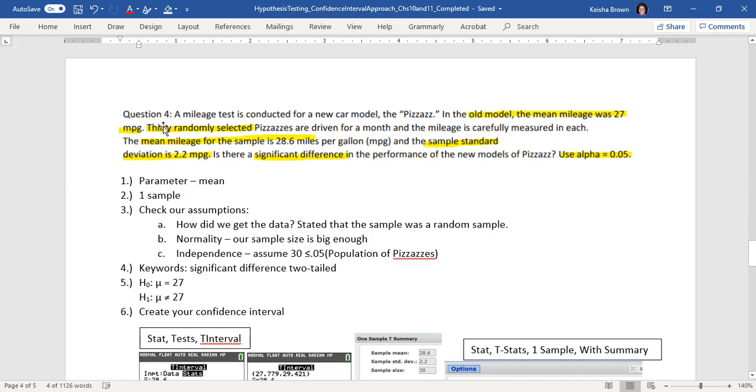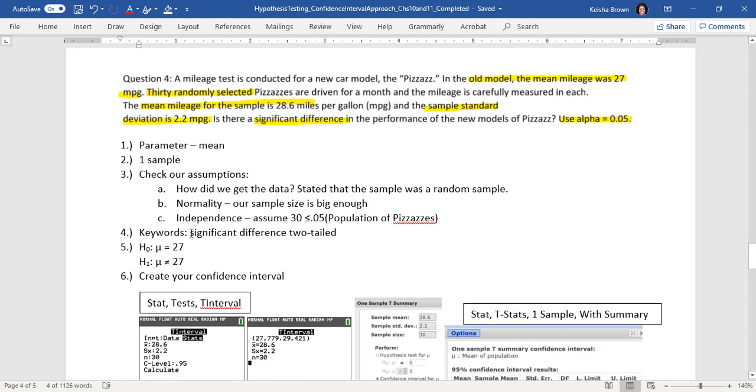You have one sample. You took one group of 30. Check your assumptions. How'd you get your data? Normality, our sample size is big enough. We have 30 randomly selected Pizzazzes. And the independence assumption is that our sample size is less than or equal to 5% of the population. And we're pretty sure they made more than 30 cars. Lots more. Keywords: is there a significant difference? And that's what lets us know that this is a two-tailed test.